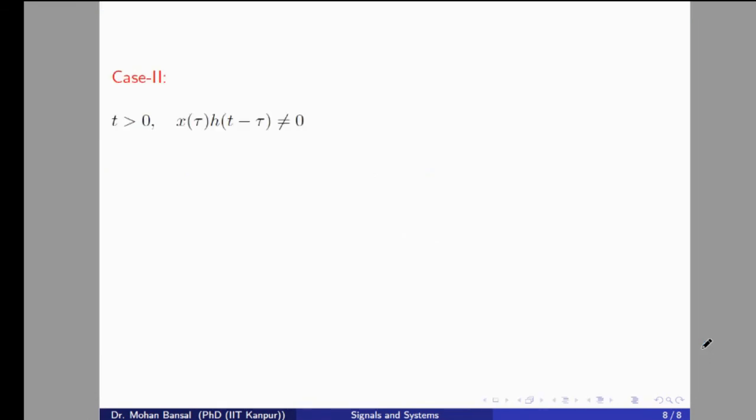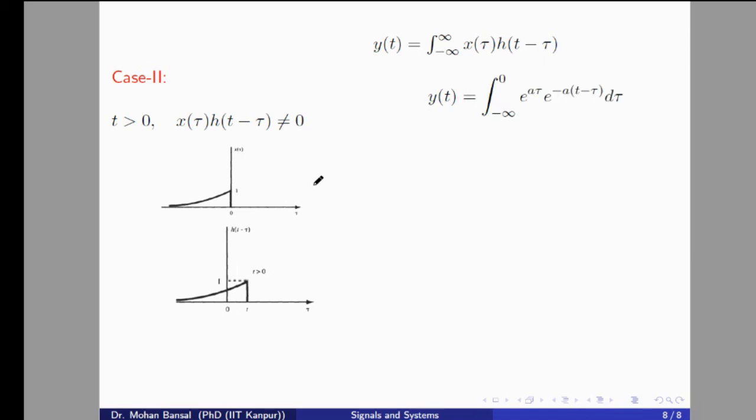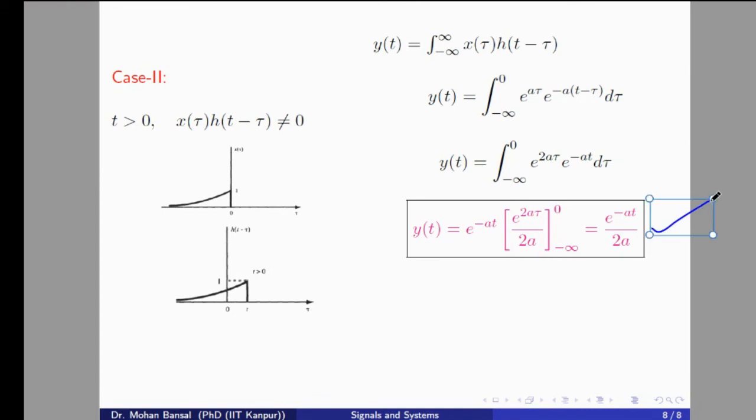In a similar way, we'll compute for t greater than 0. We'll check where x(tau) h(t minus tau) is non-zero. Here h(t minus tau) is plotted the same way, but here t is greater than 0. That's why we're starting from the positive side. If we multiply both of them, we'll get some non-zero value and we'll compute the integration in the same way. We'll get minus infinity to 0 because both the signals are overlapping from the negative side till 0. And the signal will be e to the power a tau, e to the power minus a (t minus tau) d tau. Now we'll solve it, we'll get this expression, e to the power minus a t divided by 2a.